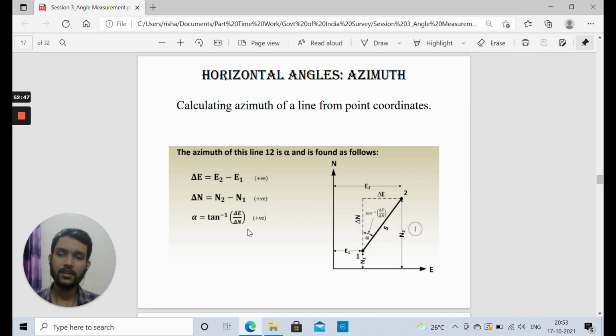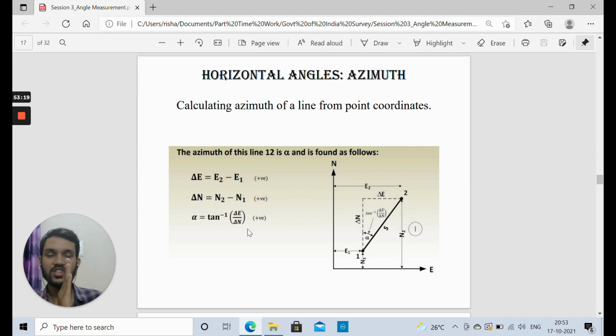Suppose, as I took an example, the first station has a coordinate of 20, 30 and the next station has a coordinate of 40, 10. So 20, 30 for the first station means its easting is 20, and for the next station, 40, 10, its easting is 40. That means the second point is lying more towards the eastern side. Now if we check, the first point has a northing of 30 because it was 20, 30, and the next point has 40, 10, so 10 is lying below 30.